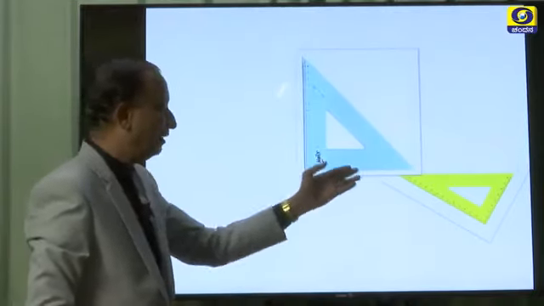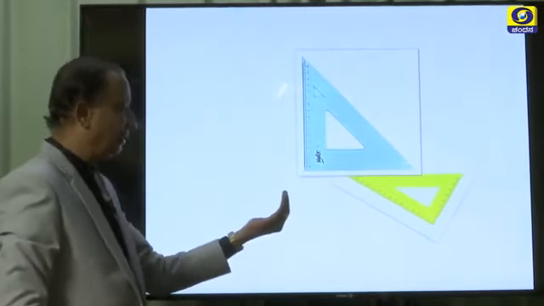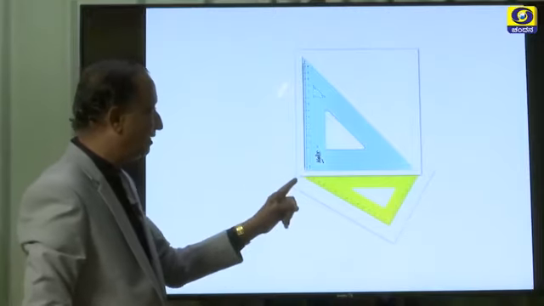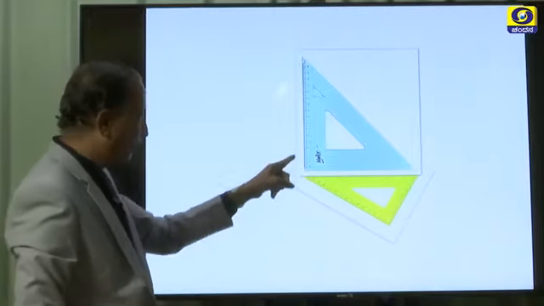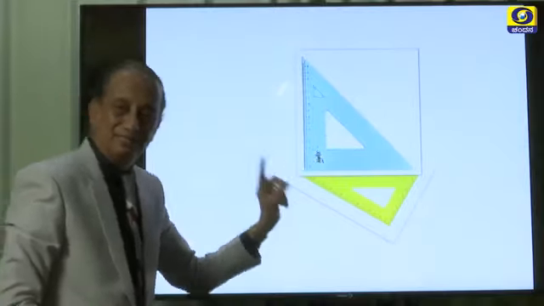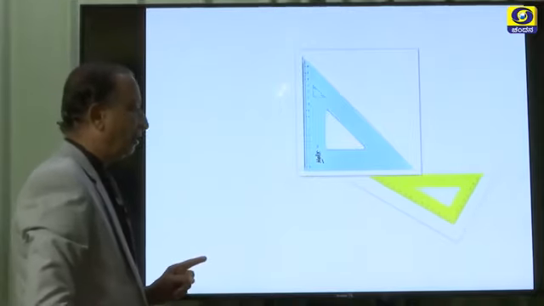Now when it comes here, you bring this second set square a little like this, without any further movement, without shaking. So in this way, when you draw a line here, you will get a line parallel to this. This is how you can use the set square to draw parallel lines.